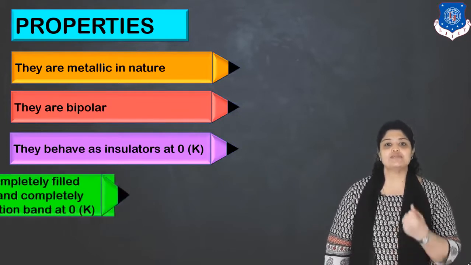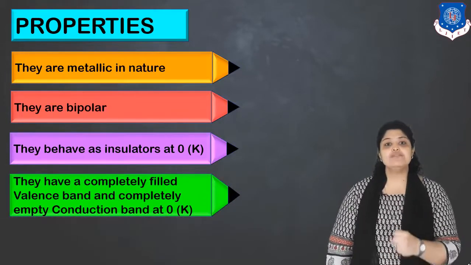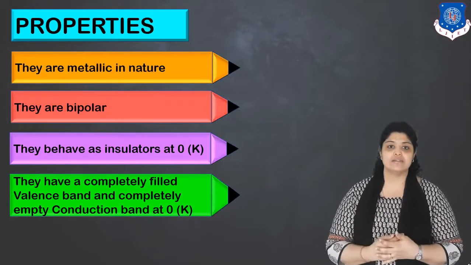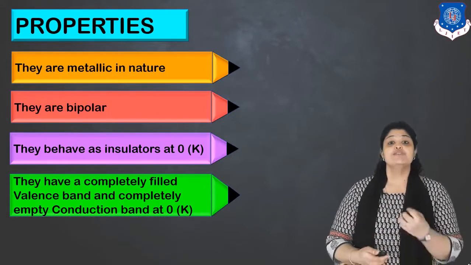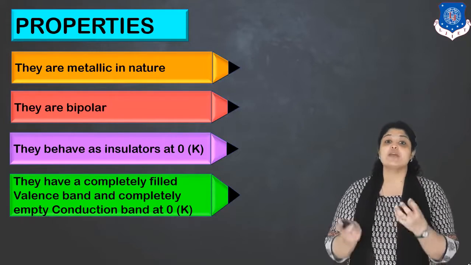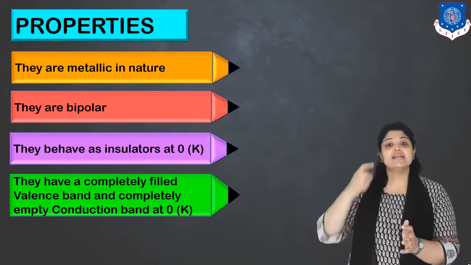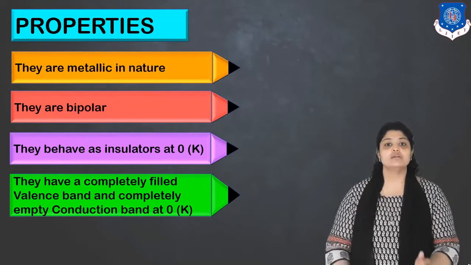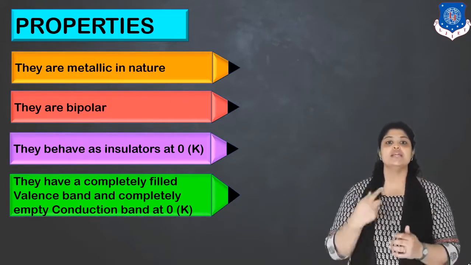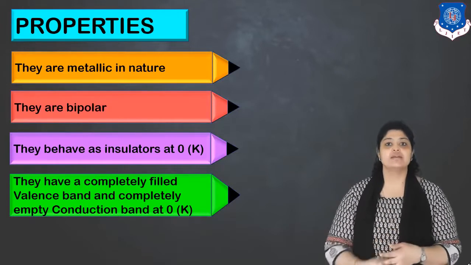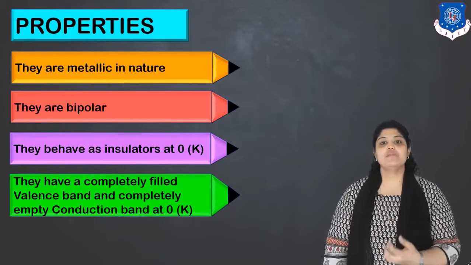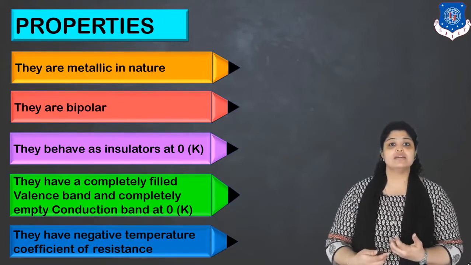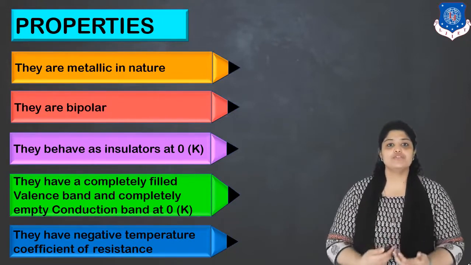Let's see which is the next property. They have a completely filled valence band and a completely empty conduction band at 0 Kelvin. As I just explained, valence band is full of electrons because of the covalent bonds, but the conduction band is empty because there is no energy, there is no bond breaking, and so there is no electron in the conduction band.